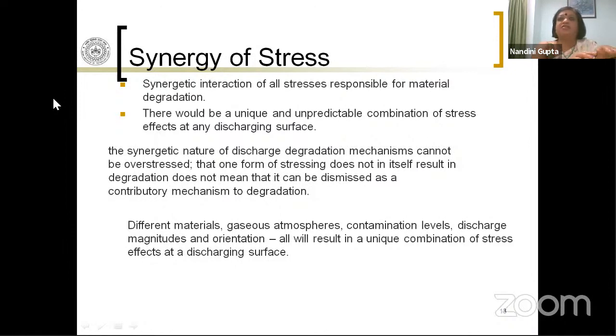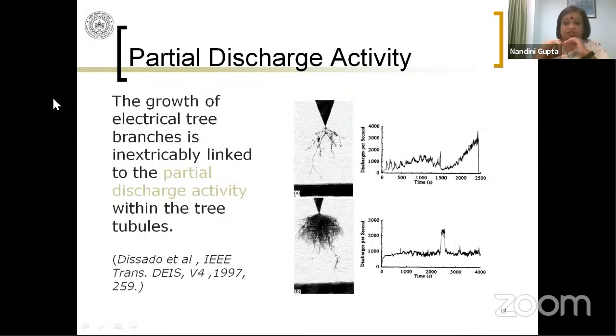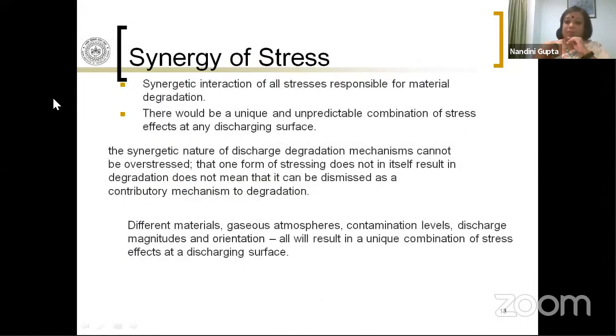When heat is generated, maybe there is considerable erosion of the channel. So what I'm trying to say is that one kind of stress drives another kind of stress, and together there is a synergistic interaction of all these stresses together, which results in the material degradation. There is no way for you to be able to predict the exact nature of the stress pathway, the exact pathway through which degradation would happen, and what would be the exact combination of stresses at any discharging surface.